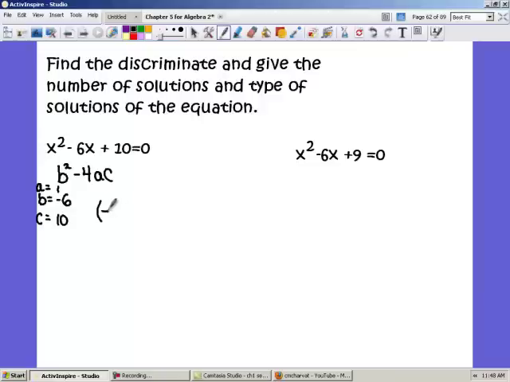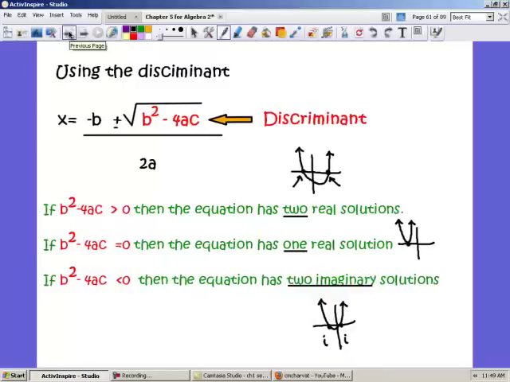Okay, so b squared, a is 1, c is 10. We just need to calculate this out. So we have 36 minus 40. So we have -4. And you look back at the chart, which you have written in your notes. Is the answer less than 0? Yes, it is. You go to the one that it matches to, which I'm going to go back here. If it's less than 0, we're going to have two imaginary solutions.